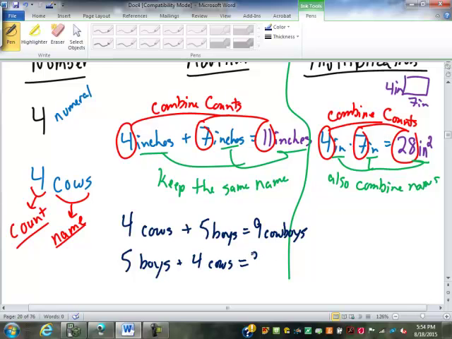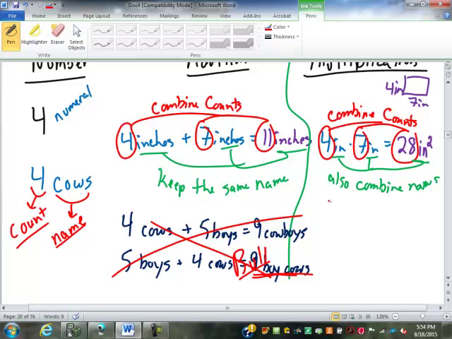5 boys plus 4 cows, do we get 9 boy cows? Okay. Anybody with a farming background here? Nobody? If you did, you could tell me that is a whole bunch of boring. Okay, long way to go for a joke. I'm a math teacher. It's late at night. I'm required to have a really stupid sense of humor. You'll get used to it.